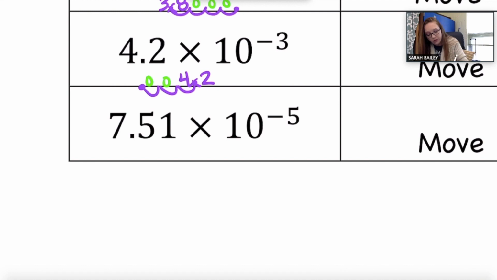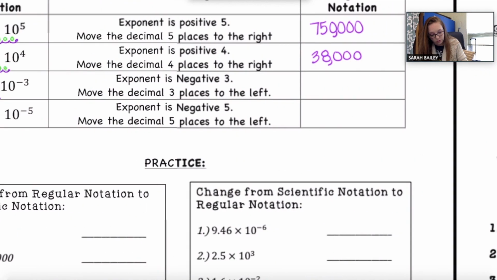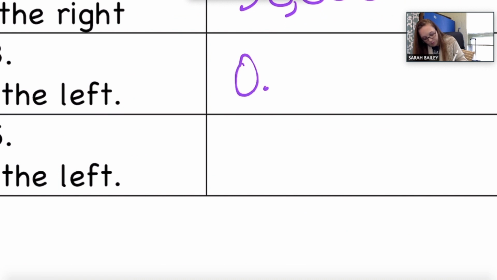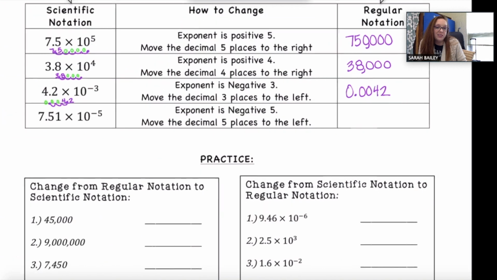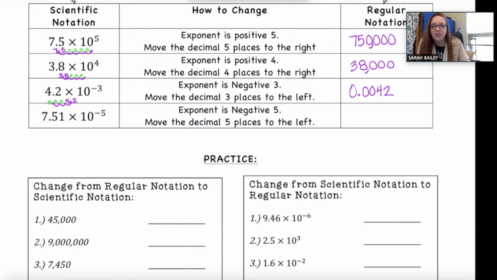0.0042. I always like to start off with a leading zero, though, whenever you're writing a super small number like that. So 0.0042. And we don't put commas there because that's a small number behind the decimal.